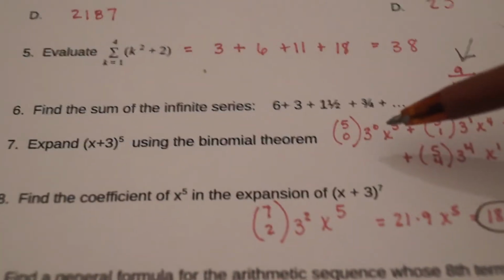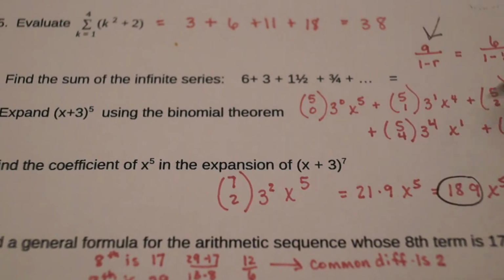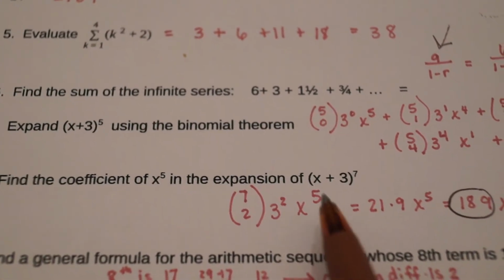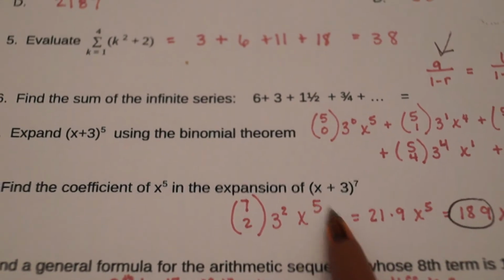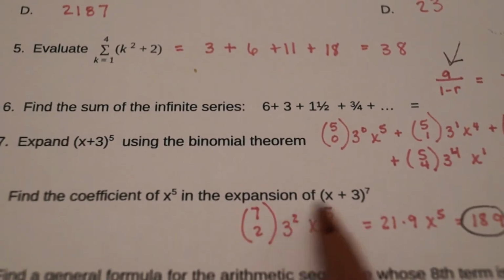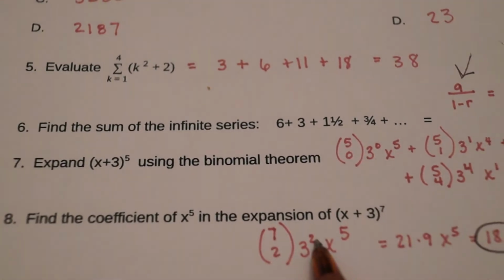Find the coefficient of the x to the 5th term. That means I don't have to do the whole expansion, just the x to the 5th part. And I kind of work backwards. I write the x to the 5th first, and then I know that because this was to the 7th, those two exponents have to add up to 7. So if this was x to the 5th, then it needs to be 3 to the 2nd.